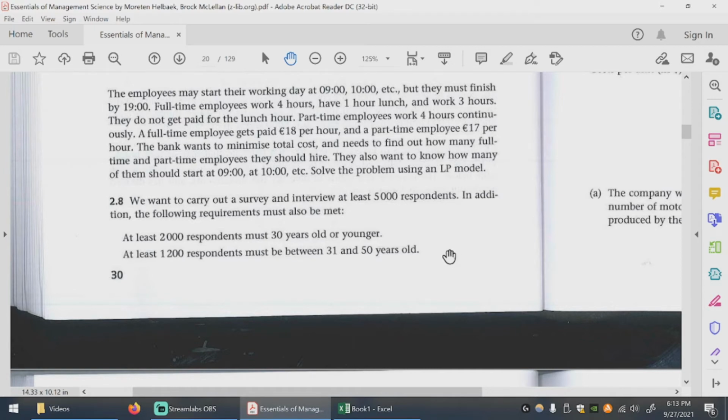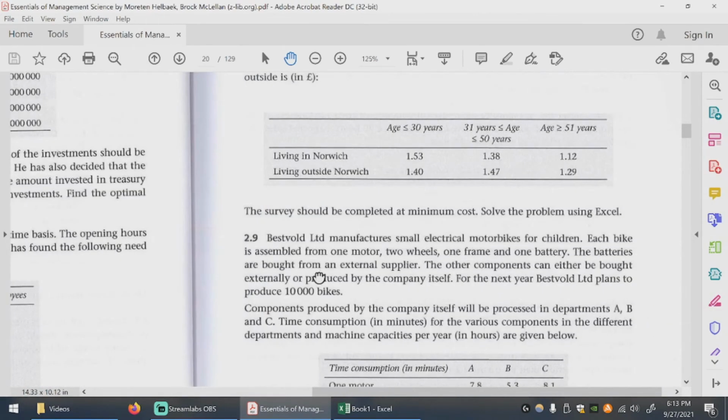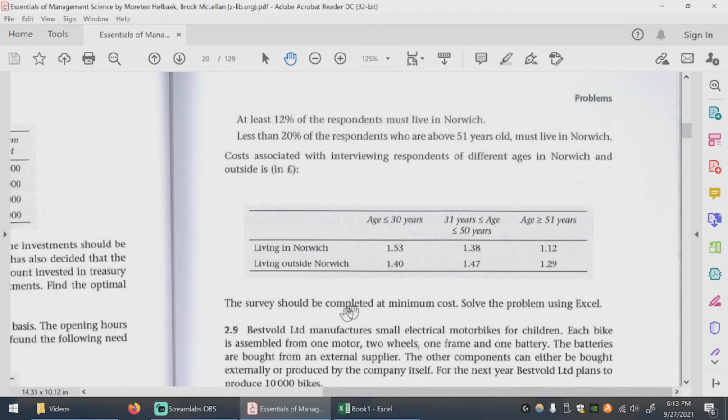We want to carry out a survey and interview at least 5,000 respondents. In addition, the following requirements must also be met. Don't care, don't care. I care about what? I can't start if I don't know the objective. Constraints mean nothing to me right now.